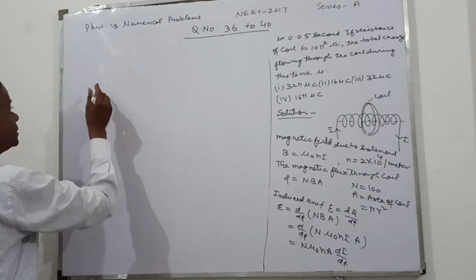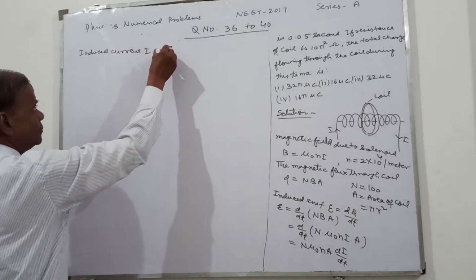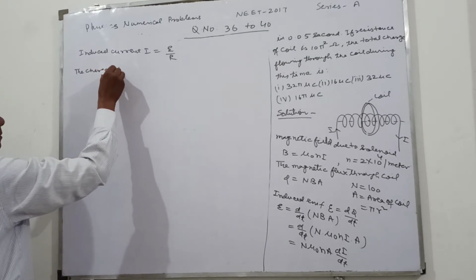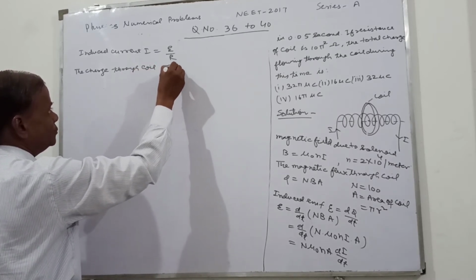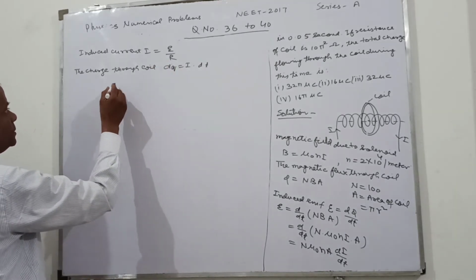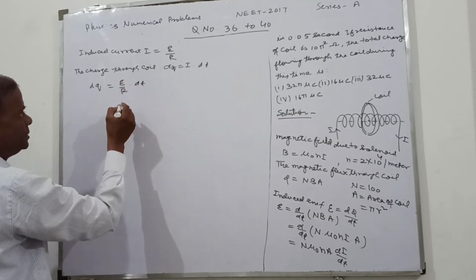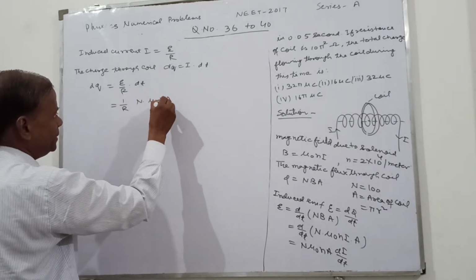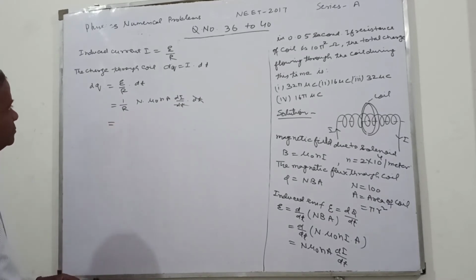This is now the induced EMF, then the induced current I equals E upon R. So the charge through the coil, this delta Q is equal to I into dt. So dq is equal to I, which is E upon R into dt, and this is equal to 1 upon R, and E is N mu naught n A di upon dt, into dt. The dt will cancel.